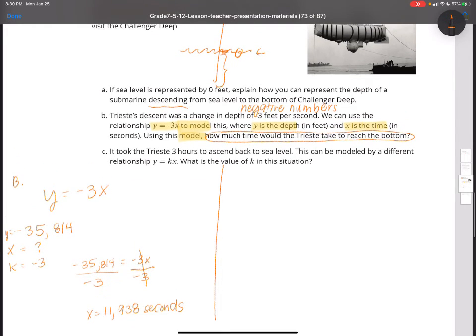Okay, so now, moving on to part C. It says it took the Trieste 3 hours to ascend back to sea level. This can be modeled by a different relationship, y equals kx. What is the value of k in this situation? We're still going to use the same model to find this answer. However, in this case, the constant is missing. So y equals kx. Our y will still be 35,814 feet. Our constant is missing. x is 3 hours.